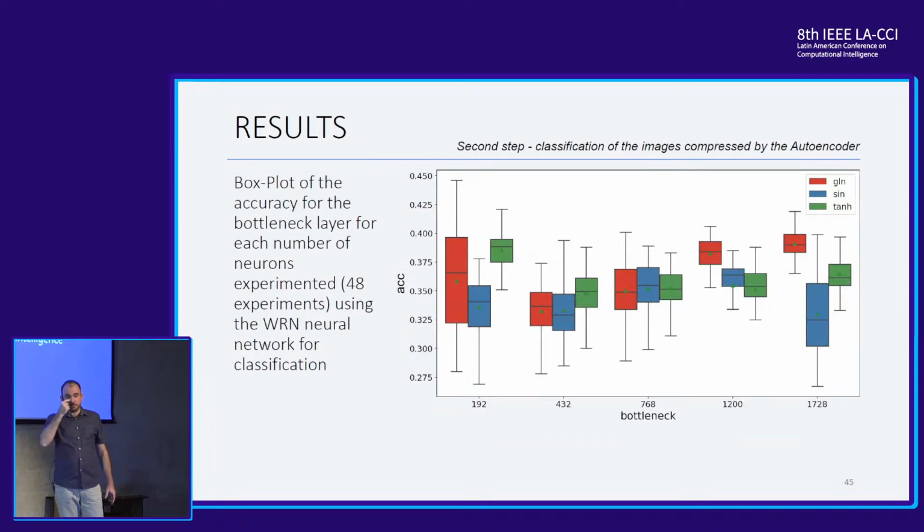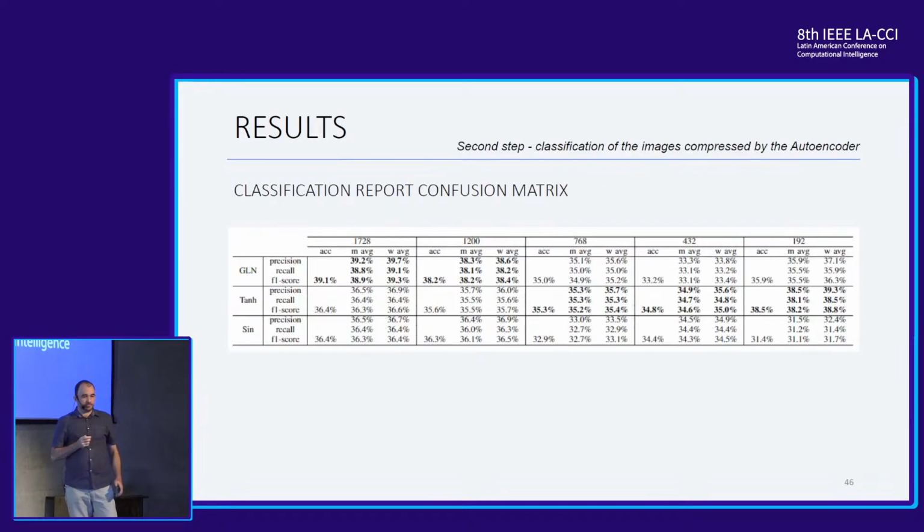Here we see the box plot of the accuracy, and we see the values for each different bottleneck size. As we can see, the GLN obtained the best results, and the maximum values of the GLN are almost in all the bottleneck sizes. Here we see the classification reports that confirm the superior performance of the GLN for compression values up to 50%.